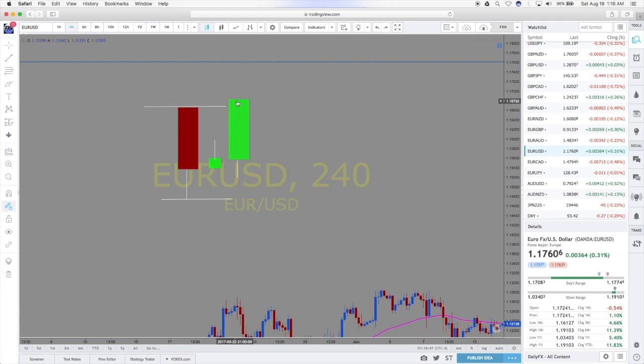So you see how this one opens, and this one actually closes above where this one closed, right? So this basically created a new high here. You see that? So this would be a bullish example.